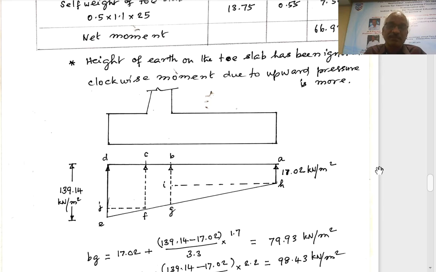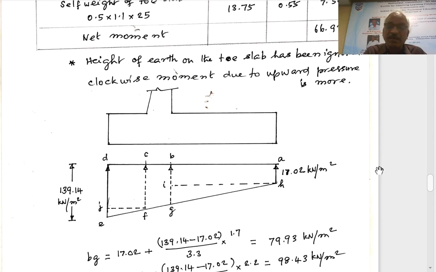It will act as a cantilever. The cantilever will find that it is going to be subjected to net upward pressure. On the toe slab side, there is a small height of earth that we can ignore, because our design will be only on the safer side, right? Now this is the pressure diagram. Just now we have arrived at the pressure diagram.